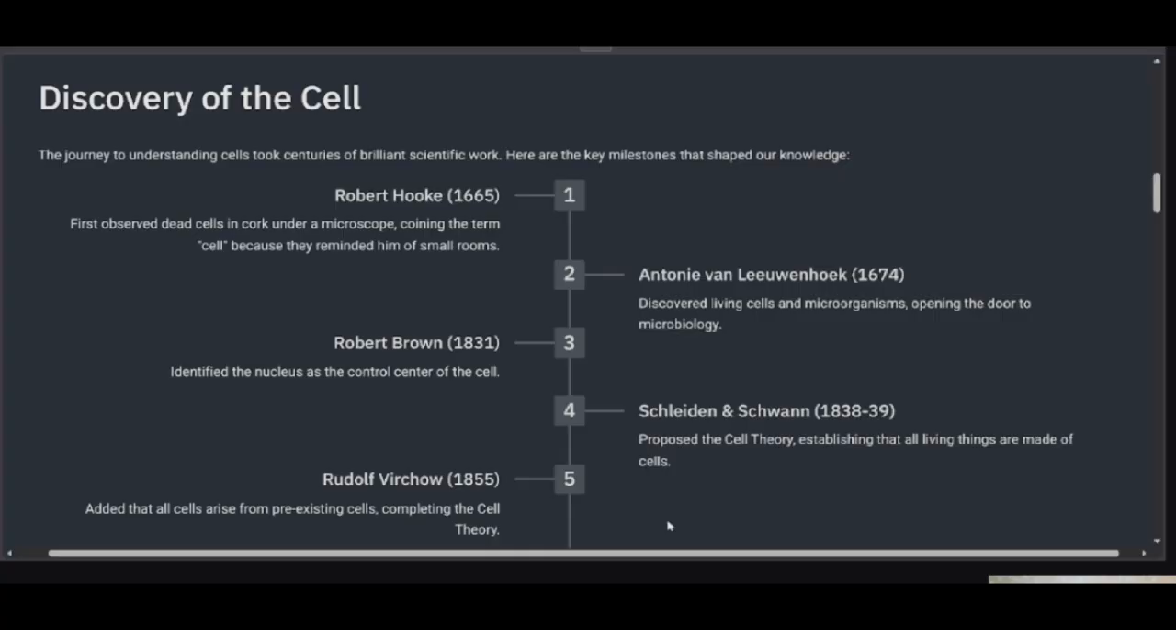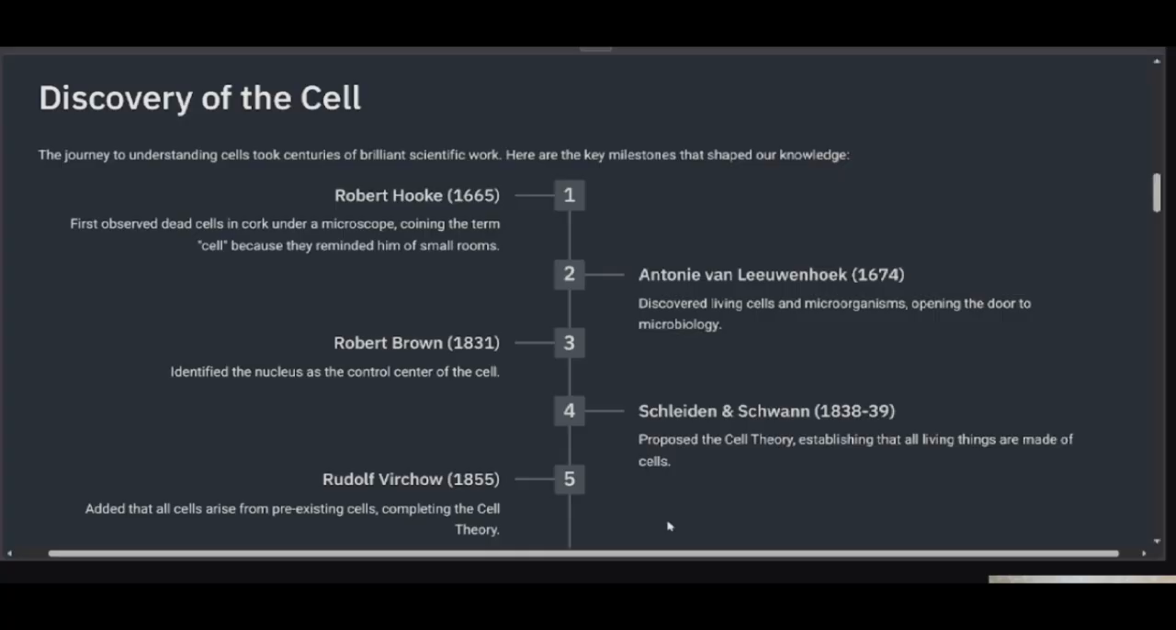Firstly, Robert Hooke in 1665 observed dead cells in cork cambium under a self-made microscope. Under his self-made microscope, he observed dead cells of cork cambium and coined these small block-like structures as cells because they reminded him of small rooms.